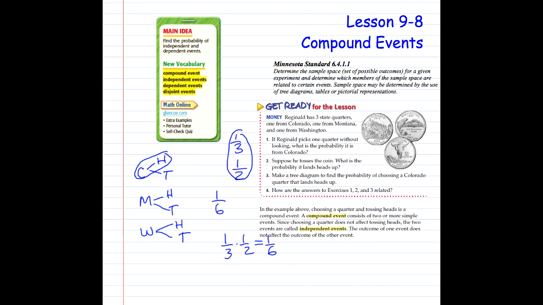In the example above, choosing a quarter and tossing a heads is a compound event. A compound event consists of 2 or more simple events. Since choosing a quarter does not affect tossing heads, the 2 events are called independent events. The outcome of one event does not affect the outcome of the other.